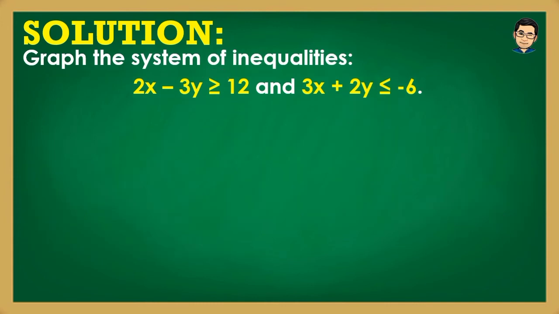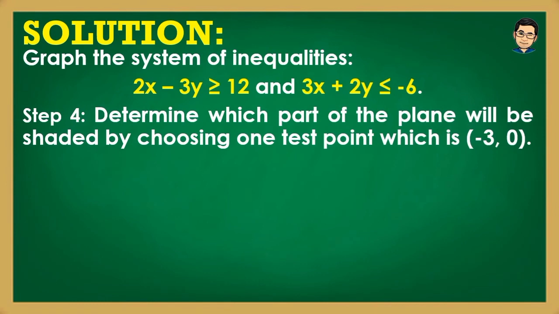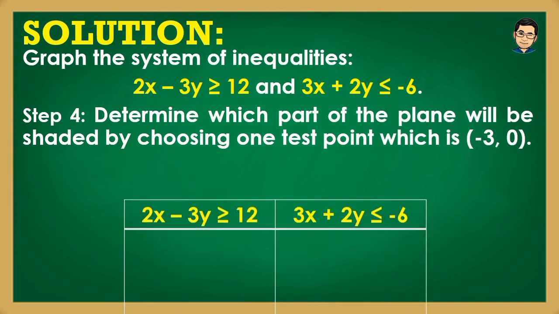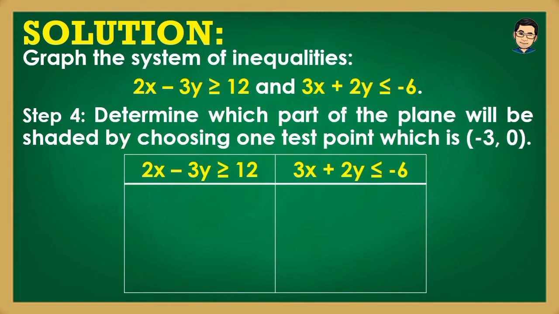So, yung next step natin, determine which part of the plane will be shaded by choosing one test point, which is negative 3, 0. So again, in choosing test point, it could be any point as long as nasa loob po yan ng coordinate plane. So isa-substitute lang natin yung negative 3, 0 sa dalawang inequality.